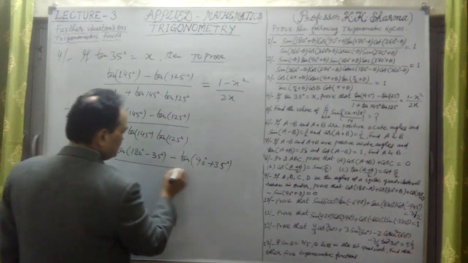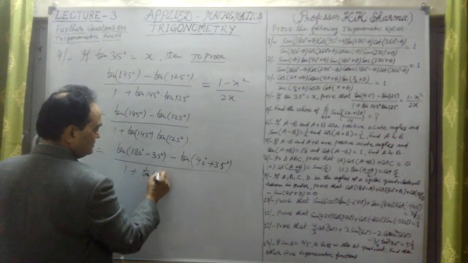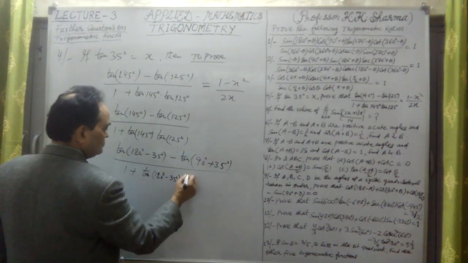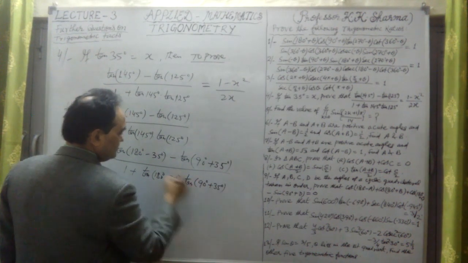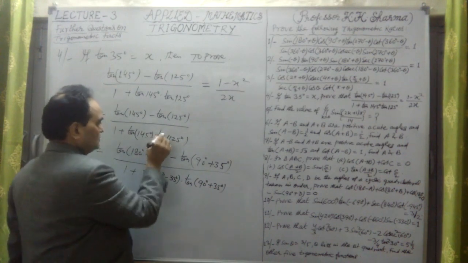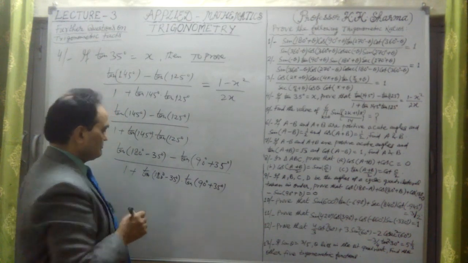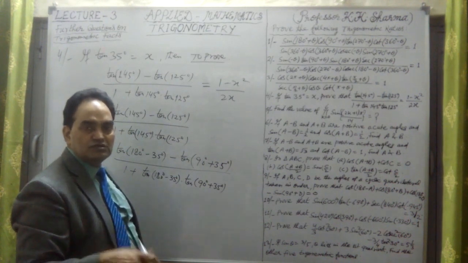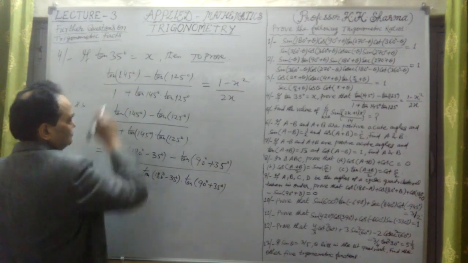Divided by 1 plus, again, the first is tan 145 degree as tan of 180 degree minus 35 degree, into the second, tan 125 degree, which is tan of 90 degree plus 35 degree. We have to convert them into tan 35 degree, because only then can we replace tan 35 by x, since we are given tan 35 degree equal to x.